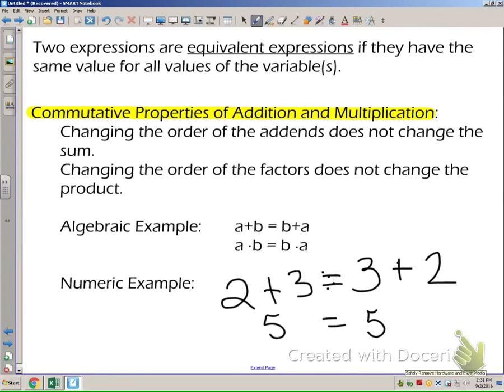This isn't just true of addition, it is also true of multiplication. So if I have 2 times 3, that's the same thing as 3 times 2. I still get the same answer.